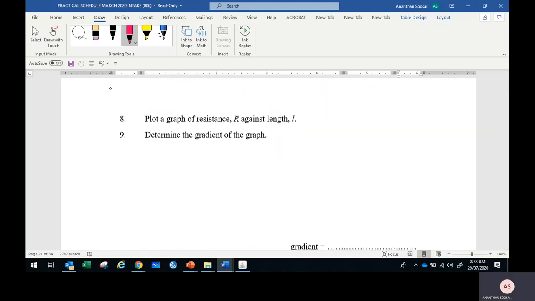Okay, so you plot R versus L. So I hope your graph of R versus L is a straight line. It's a straight line. It should pass through zero if you start with 0, 0. I don't think any of you started with 0, 0. Okay, if you never start from 0, 0, it might go up or down, but it should be a straight line.